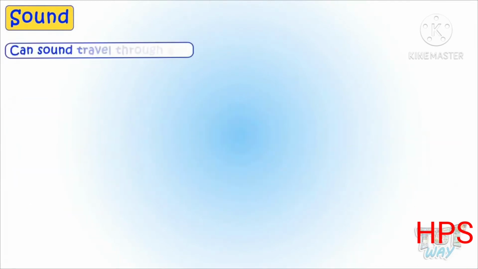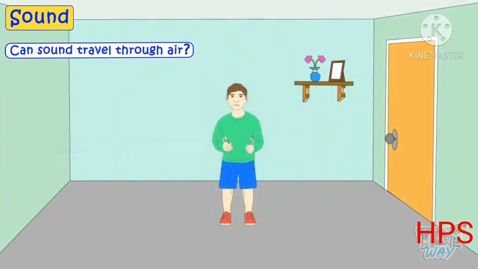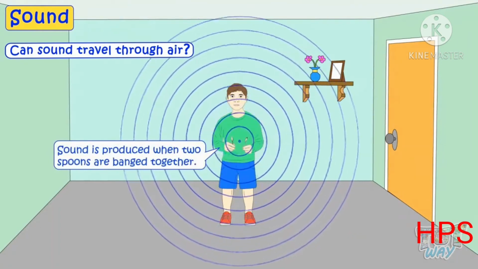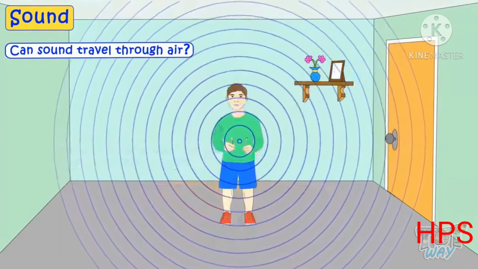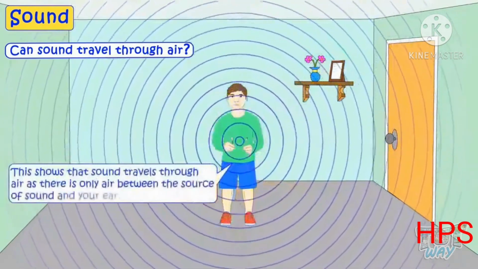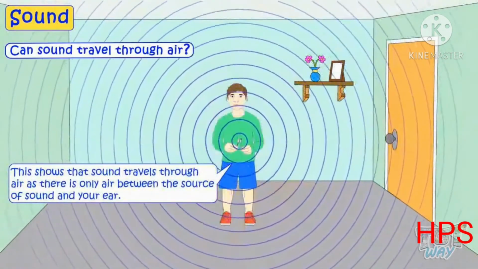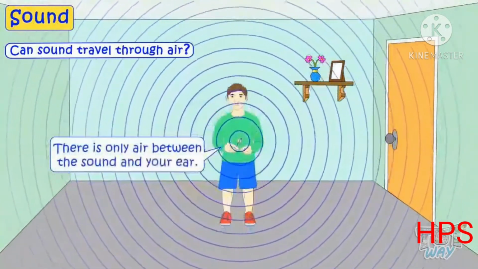Let's see, can sound travel through air? Take two spoons and bang them together. You hear the sound, it shows that sound travels through air, as there is only air between the source of sound and your ear.